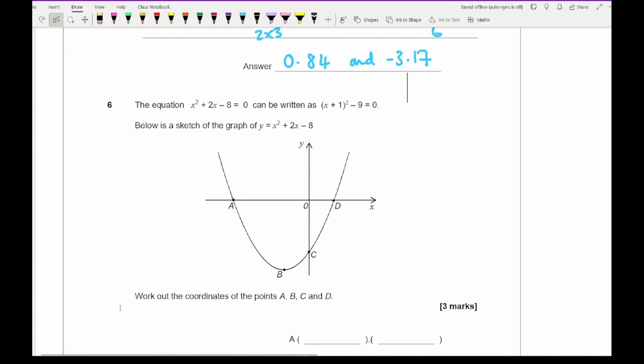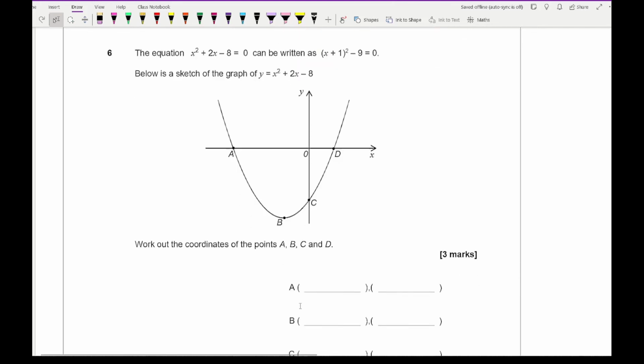Then moving on to, I think, our last question. The equation x squared plus 2x minus 8 equals 0 can be written in the form (x plus 1) squared minus 9 equals 0. Below is the sketch of that equation. Work out the coordinates of the points A, B, C, and D.